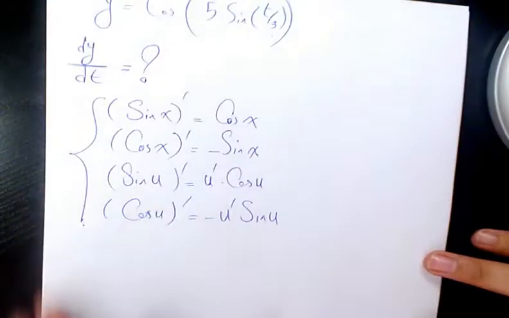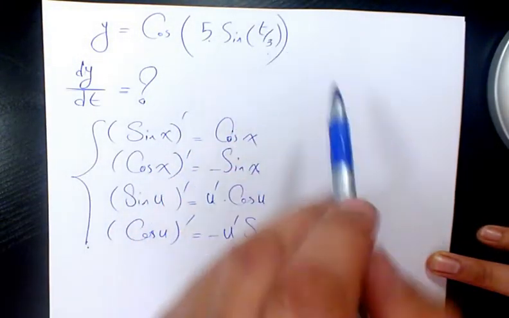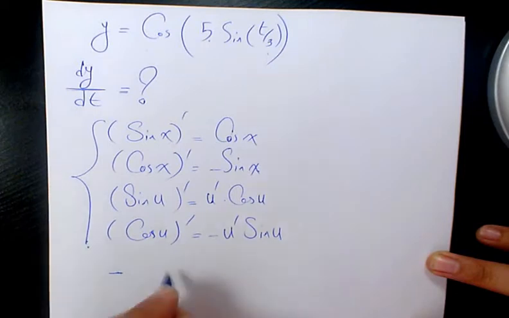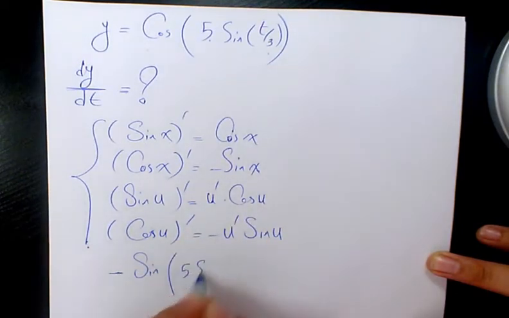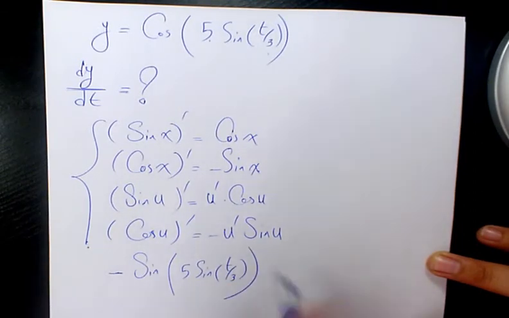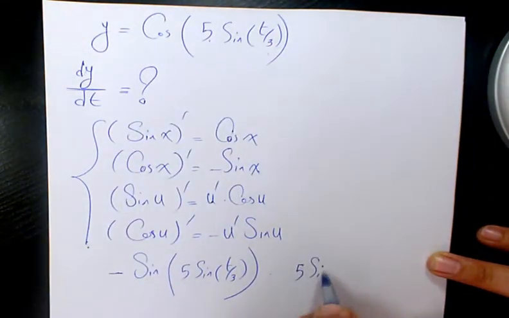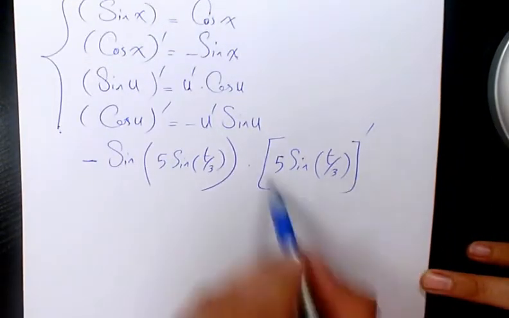Now let's go back to the question. Cosine of 5 times sine of t over 3. If you want to find the derivative, it's going to be something similar to this, which is going to be negative sine u, that is sine of 5 sine t over 3, multiplied by u prime, which is going to be the derivative of 5 sine of t over 3. Now we need to find the derivative of this part.